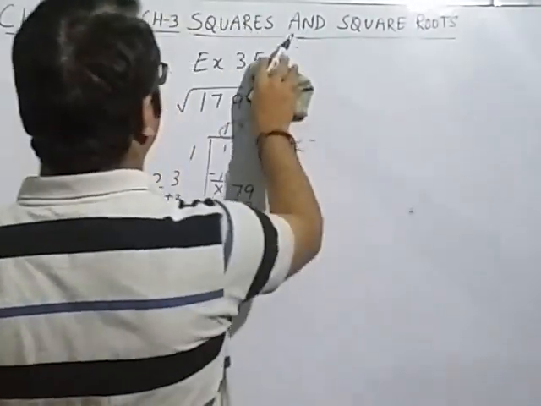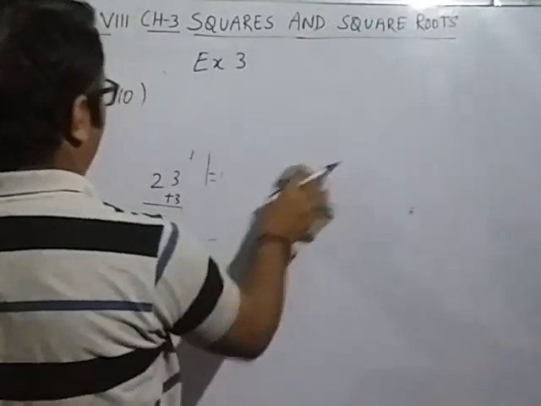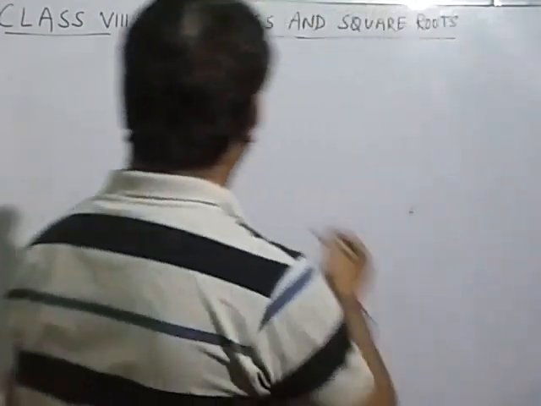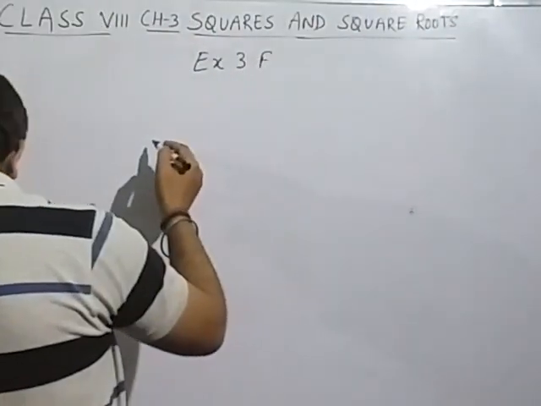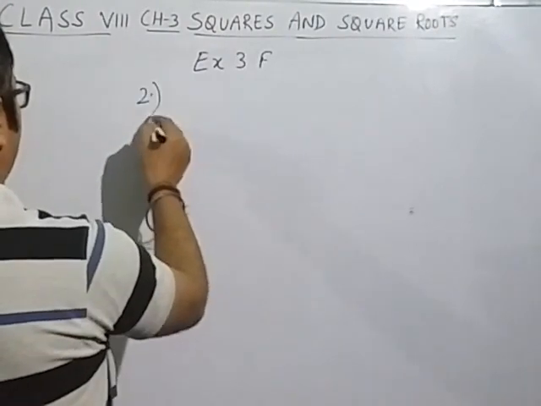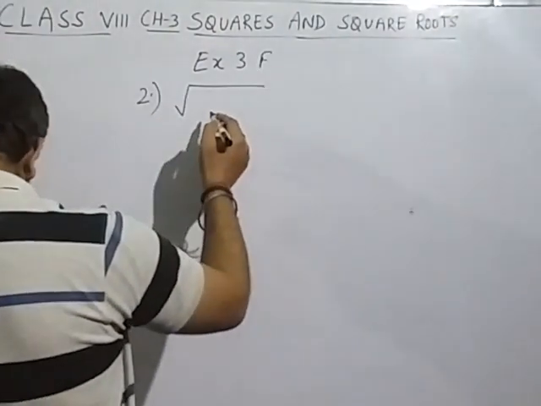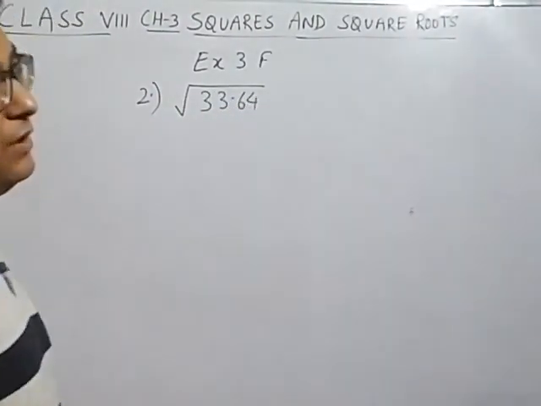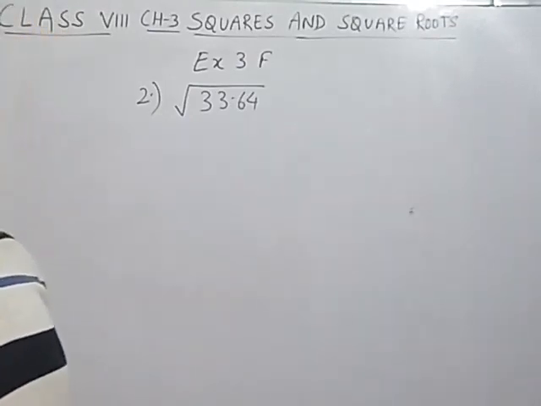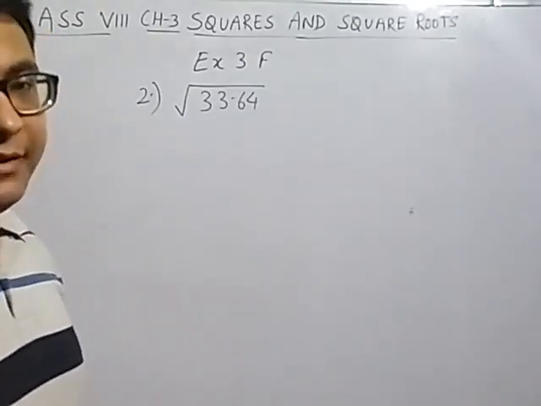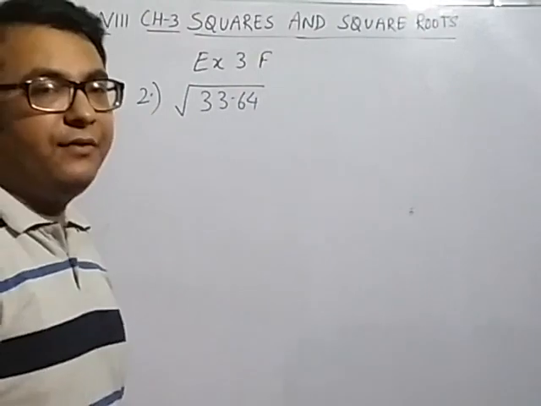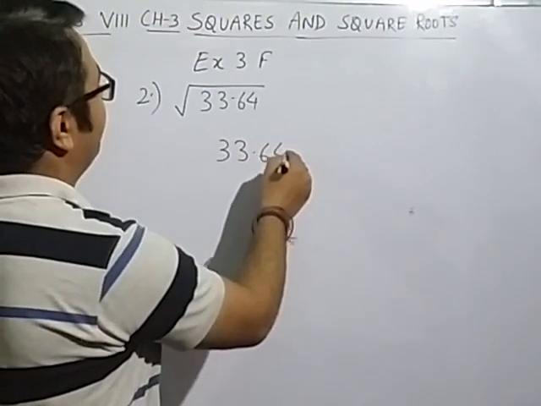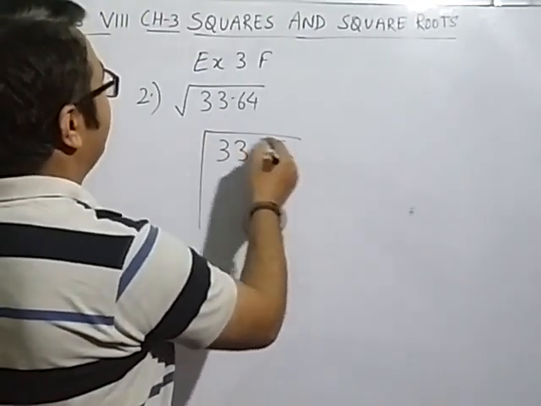Now we will take a question from the next exercise, 3F. Exercise 3F, question number 2. Question is find the square root of 33.64. If we need to find the square root of a decimal number, then also the method is the same. But we need to be careful where to put the decimal. Let's start. First step we'll make the pairings.